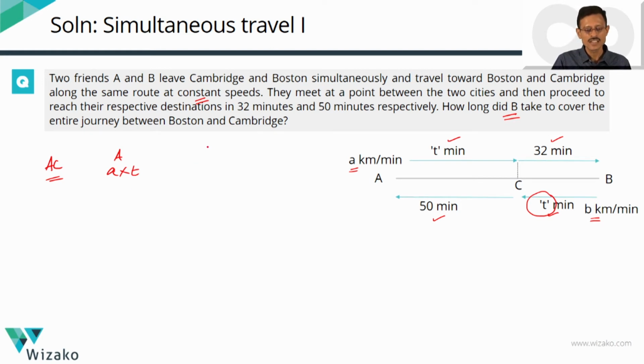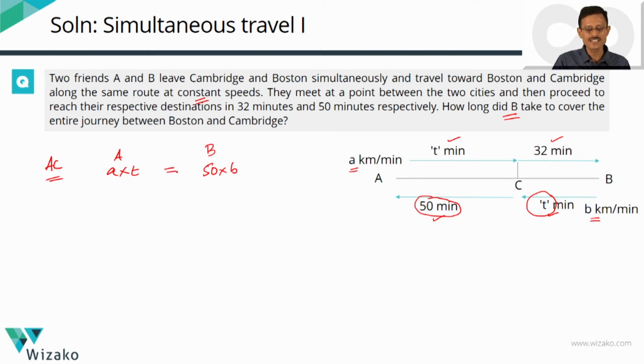Now I'm going to compute the same distance AC as B travels it. How long did B take to cover this distance? B took 50 minutes to cover it. And at what speed is B traveling? B is traveling at b kilometers per minute. So from B's perspective, this distance AC is going to be 50 times b kilometers. This distance AC, whether A travels it or B travels it, is going to be the same.